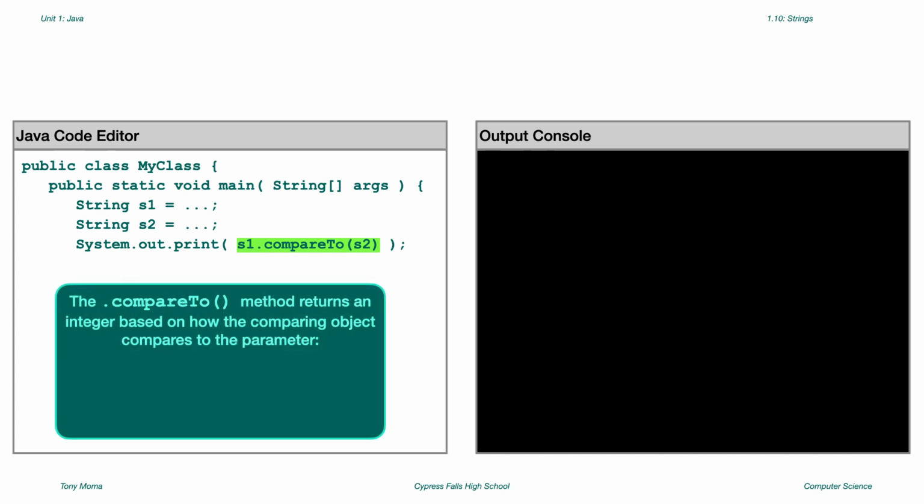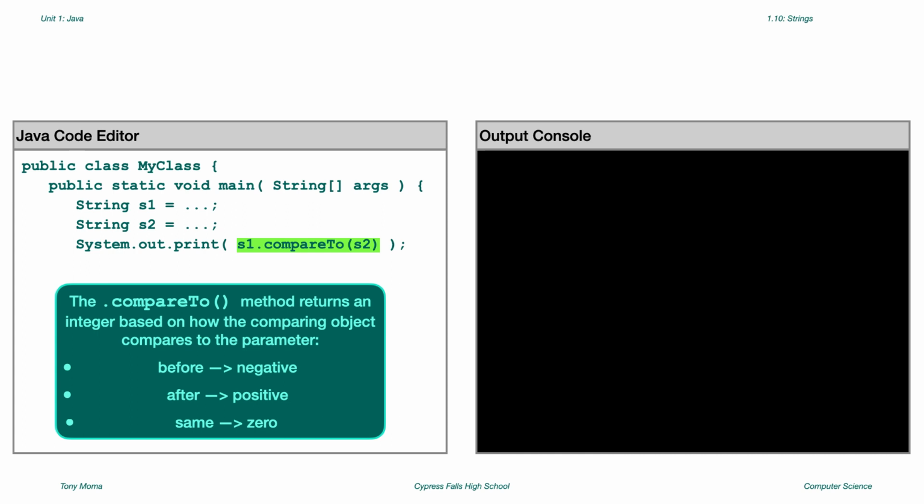The compareTo method returns an integer based on how the comparing object compares to the parameter. In this example, s1 is the comparing object and s2 is the parameter. If s1 comes before s2 alphabetically, then the method will return a negative number. If s1 comes after s2 alphabetically, then the compareTo method will return a positive number. And if s1 and s2 contain the same exact string, then the method will return 0.